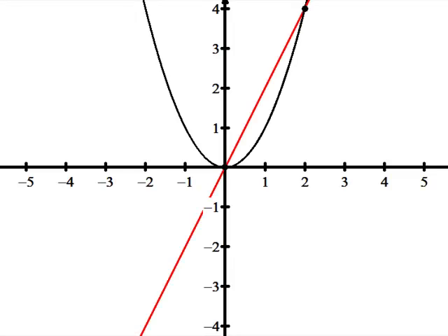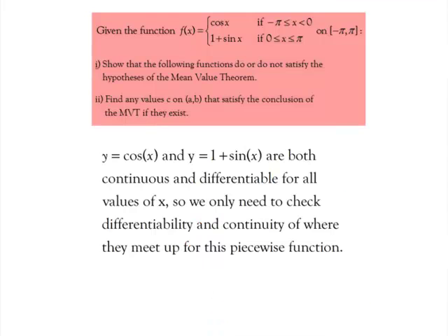So we've got our two endpoints, 0 to 2. I've drawn my secant line. In my solution, I calculated the slope of my secant line. And then I found that there is a point c in between those two endpoints, such that the slope at that point is equal to the slope over the whole interval. So in other words, the slope of the tangent at the point is equal to the slope of the secant line connecting 0 to 2.